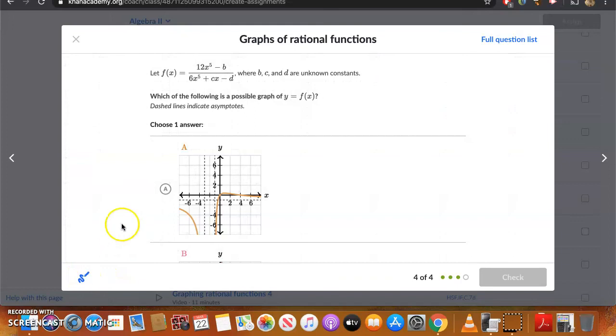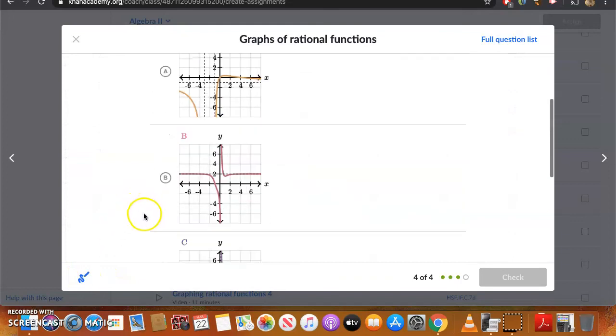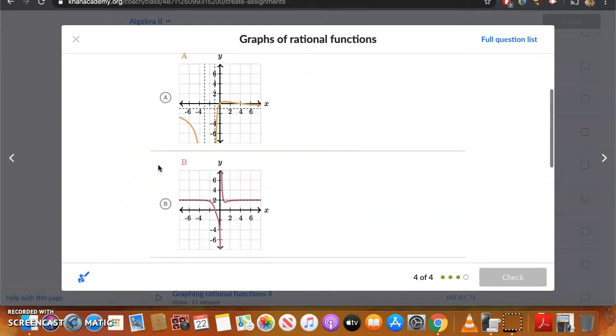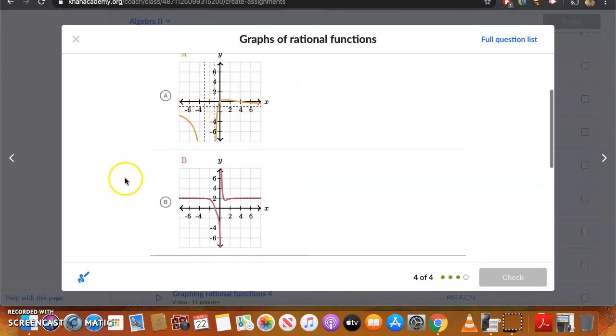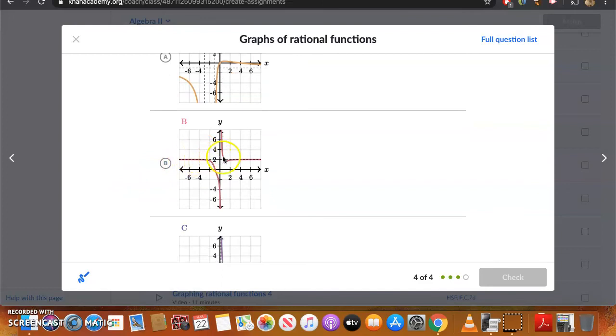Okay. So it looks like A has 1 at negative 1. That's incorrect. B looks like, yeah, there is a horizontal asymptote at y equals 2. Now again, the function can cross that asymptote when it's close to the origin, but we're talking as the x values get very big or very small, right? So B is definitely a candidate here.